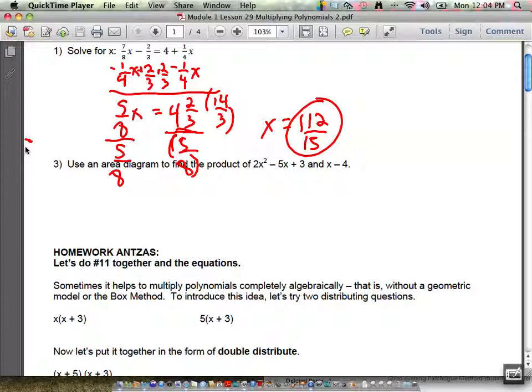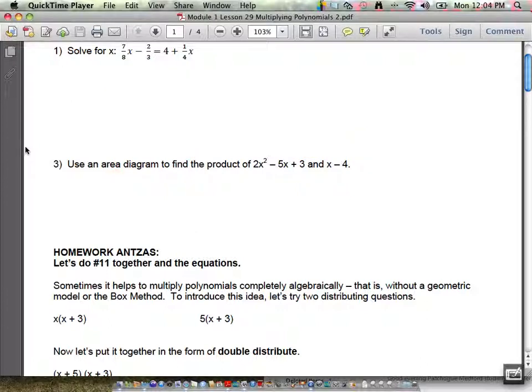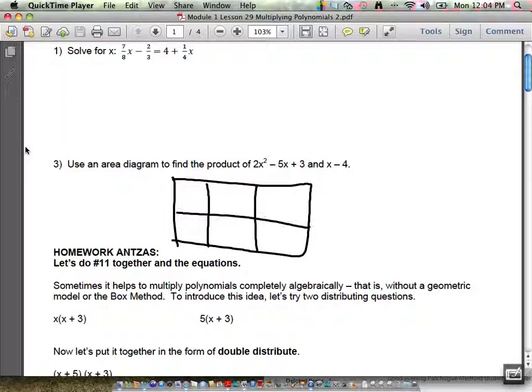Okay, now the next part says to use an area diagram for this product. And this is the one that a couple of you guys had a little bit of a problem with on the homework. So this will serve to go over that as well. It's an area question in the sense that this side is 2x squared minus 5x plus 3, and this is x minus 4. And each of these little squares, or rectangles, whatever they are, represents an area per se.